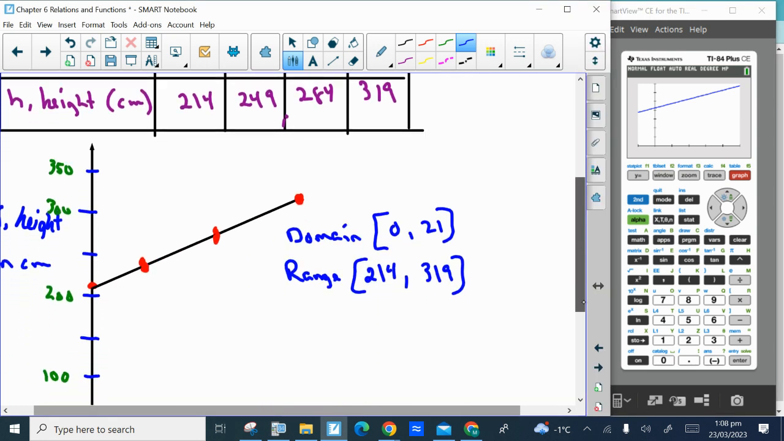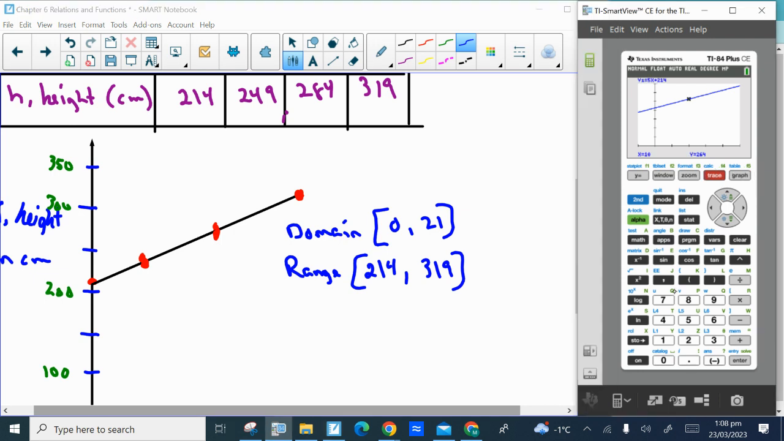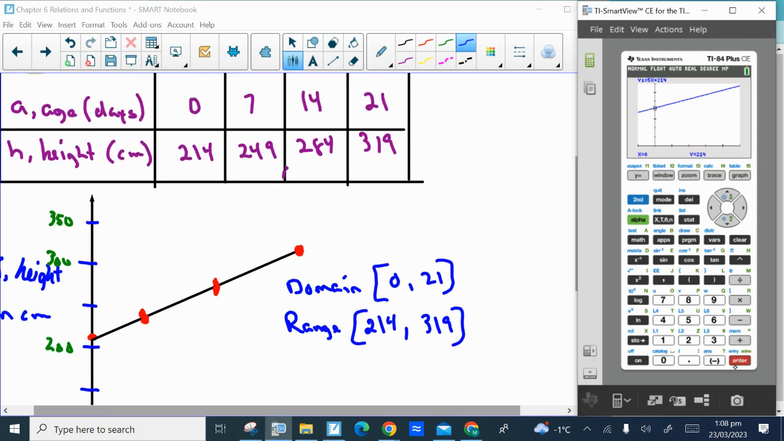And it looks fairly similar to the one that we have drawn. If we go into our trace mode, we can check some points. For example, when x is 0, it starts at 214. That's the right point. When x is 7, I get 249. That's the right value. When x is 14, 284 is correct. And when x is 21, 319 is correct. So the graphing calculator can be used to check the numbers in our table and also to make sure that our graph looks correct.